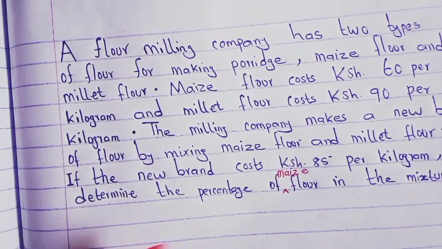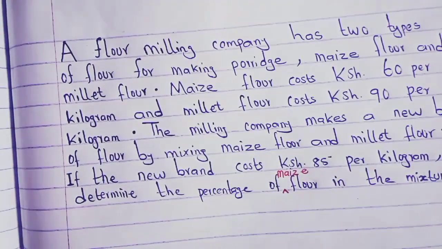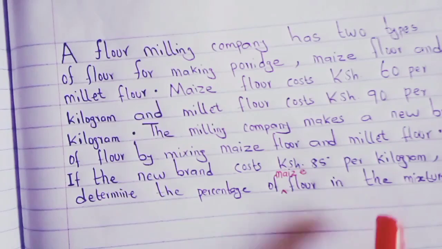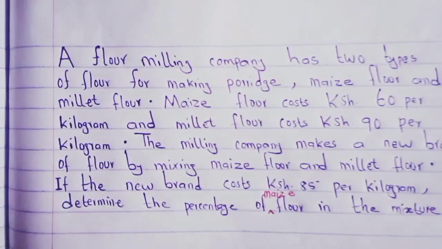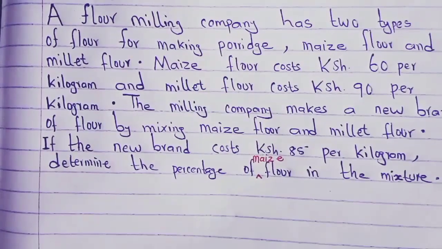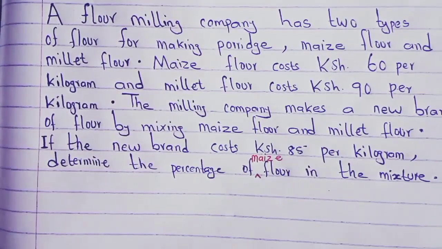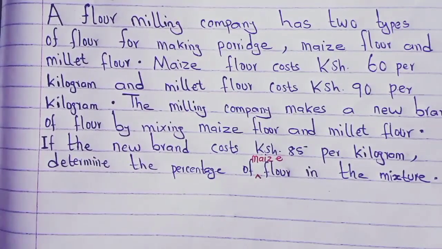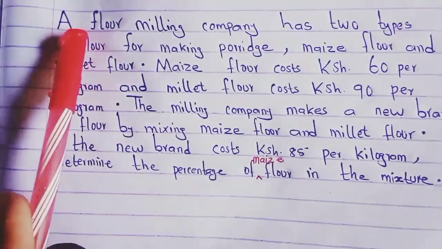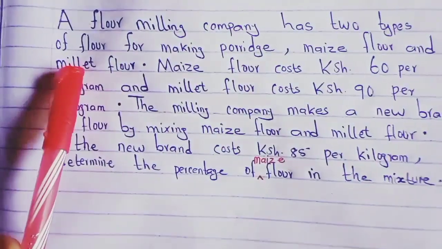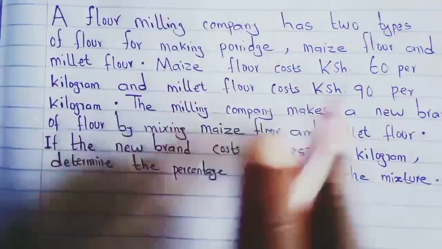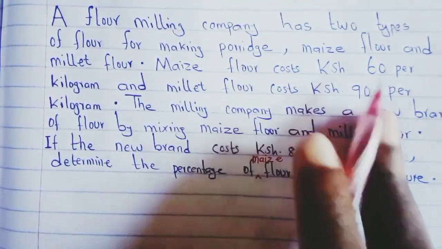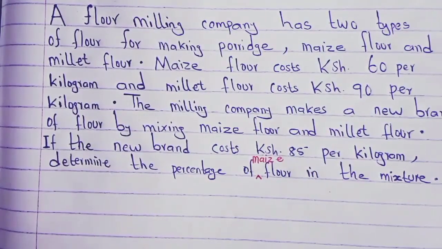So the question is to determine the percentage of maize flour in the mixture. Let's first begin by analyzing what we have. We are told the flour milling company has two types of flour for making porridge: maize flour and millet flour. Maize flour costs 60 per kilogram. They have given us the price, but they're not giving us how many kilograms we have.